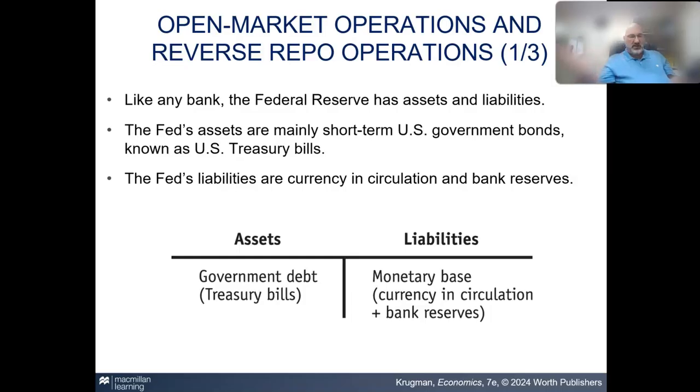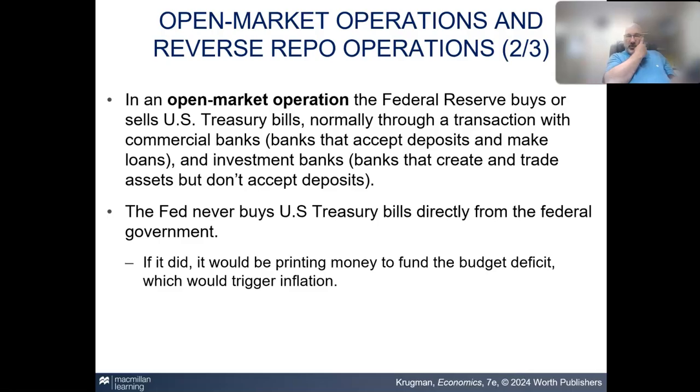So their assets are their debt, their treasury bills. And you have to think of it from like the bank being the business. When the bank is the business, their asset is a little bit different than the normal business. So when you look at it, it makes sense. So open market operations and reverse repos. In the open market operations, the Federal Reserve buys and sells treasury bills, normally through a transaction with commercial banks and some investment banks. Investment banks are banks that create and trade assets but don't accept deposits.